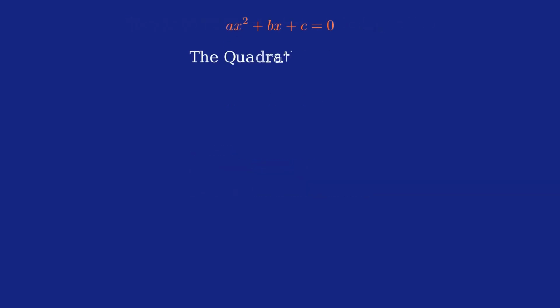To solve for x in a quadratic equation, we use the quadratic formula. The formula states that x equals negative b plus or minus the square root of b squared minus 4ac, all divided by 2a.